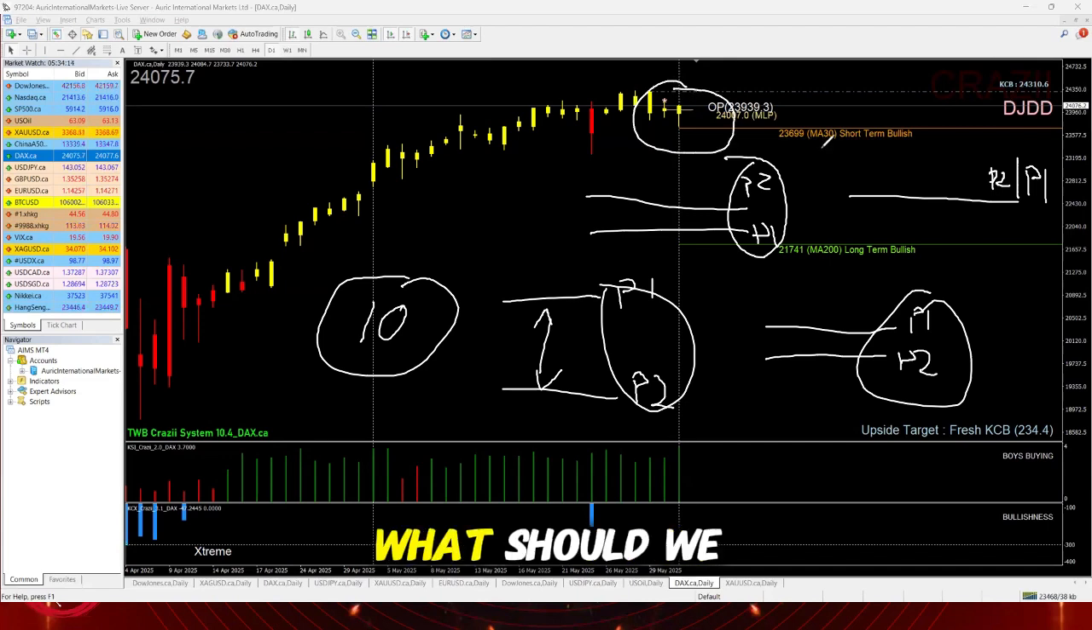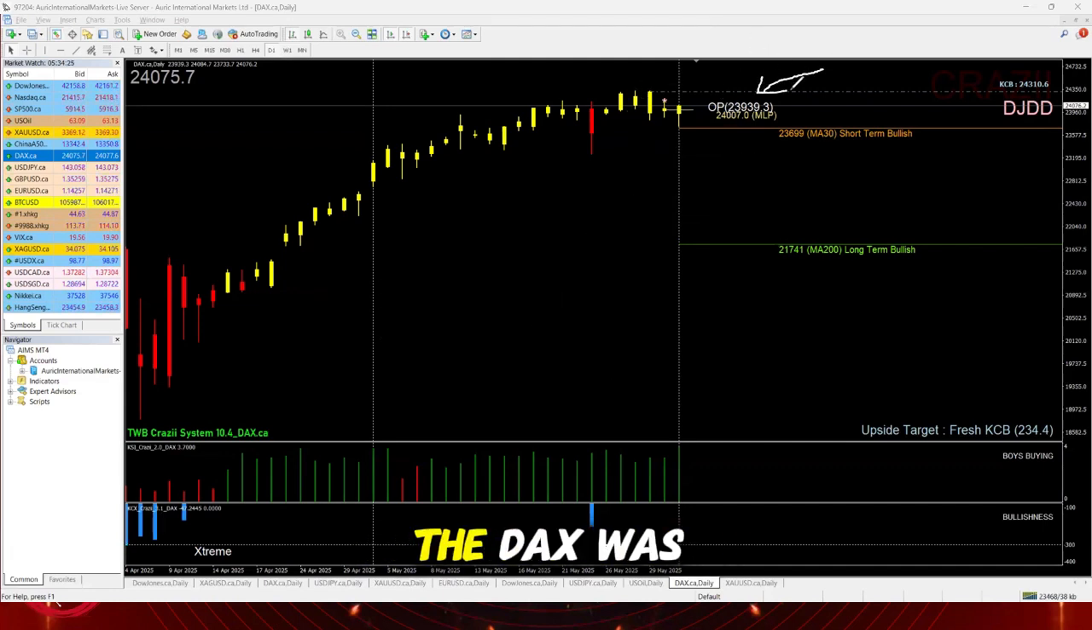No pivot, what should we do? Follow the OP. The OP says sell, you just sell. The OP says buy, you just buy. You don't care what happened. So yesterday the opening price for the DAX was 23,939. Very simple. As long as it's above OP, I buy. Below OP, I sell. Finish. Nothing else.